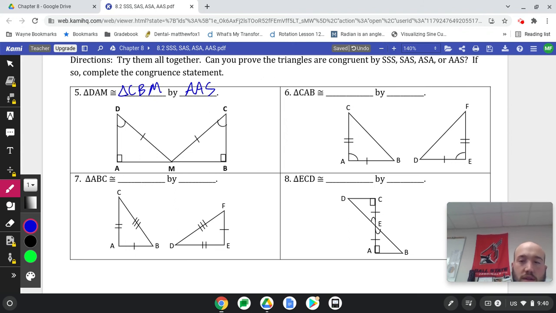All right, number 6. Right here we got a side, an angle, and a side. So that's our reason. And CAB. CA is 2 marks, AB is 1. So CAB goes from 2 to 1, so FED, 2 to 1.